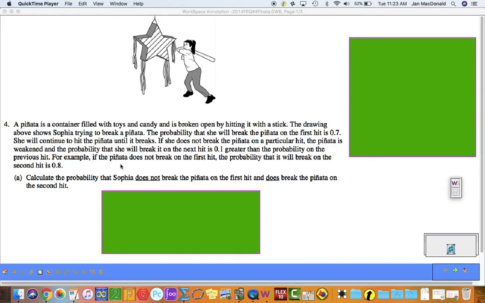Well, you know my philosophy, tree is for me. I love using tree diagrams when dealing with probability problems. It might not be your first choice, but that's what I'm going to use here.